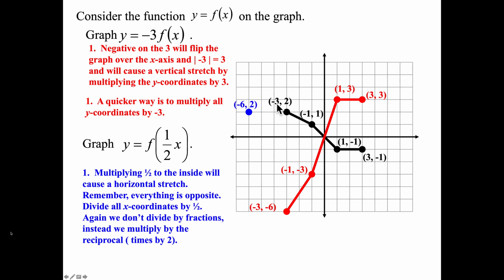So negative 3 times 2 is now negative 6, 2. Negative 1 times 2 is now negative 2, 1. We don't change the y's, we just change the x's. 1 times 2 is going to be 2 comma negative 1. 3 times 2 is 6. This will be at 6, negative 1. Connect up those blue dots, and there's your graph.